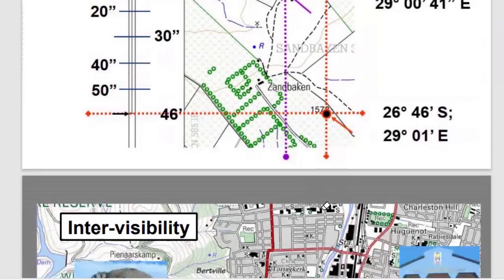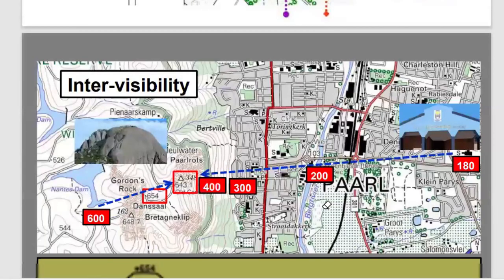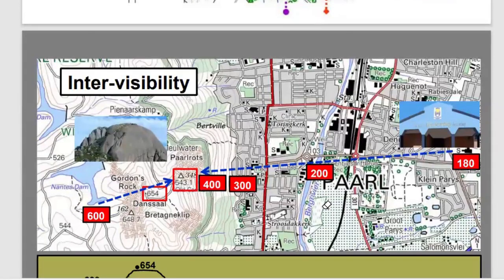Right. We move on to inter visibility as another map skill. Inter visibility, we are saying, are you able to see a particular point from a given point, given the shape of the landscape? Right.